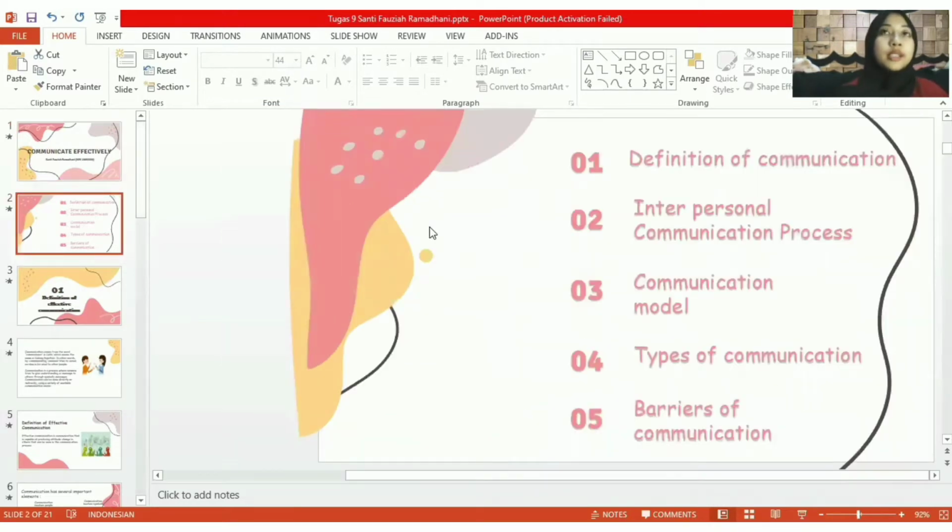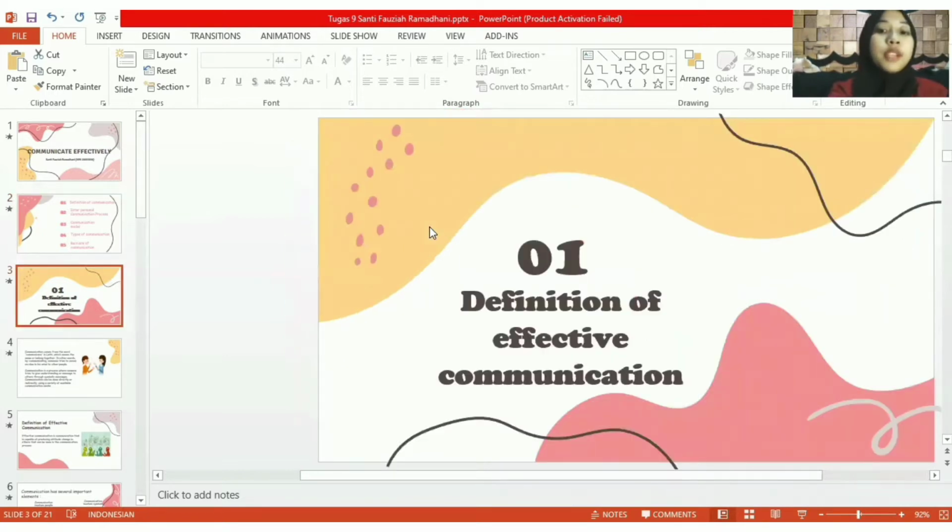The topic is, first, definition of communication. Second, interpersonal communication process. The third, communication model. The fourth, types of communication. And the next, barriers of communication. Definition of effective communication.